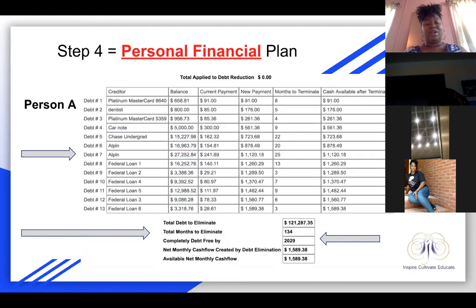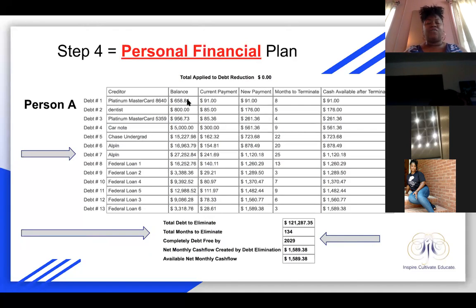Now we're going to start with person A. Person A didn't do anything. They didn't do the business income. They didn't do the income shift, and they weren't willing to cut down on anything that they were doing, which is fine. Okay. So there is 0 applied to that debt. As you can see, this tool generates you a personal financial plan.